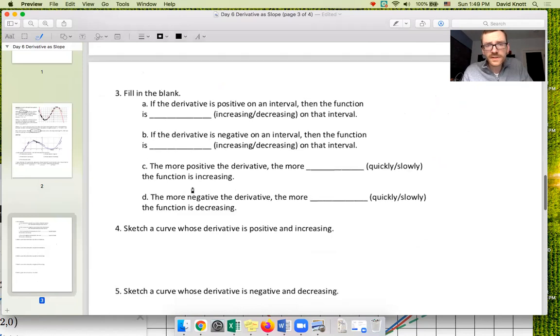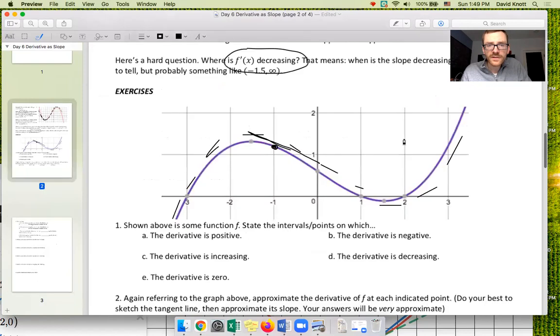But I did want to talk about some of these fill in the blank. If the derivative is positive on an interval, then the function is increasing or decreasing. It's actually going to be increasing. As you can see, whenever the function is increasing, like the function's going up along this entire region, notice that the slopes are all positive. And whenever the function is decreasing, like along this region here, notice that the slopes are all negative. So that's a quick way of seeing it. When the derivative is positive, the function is increasing. And when the derivative is negative, the function is decreasing.